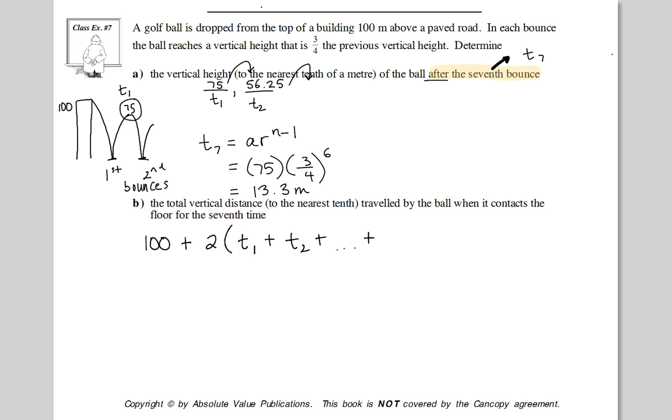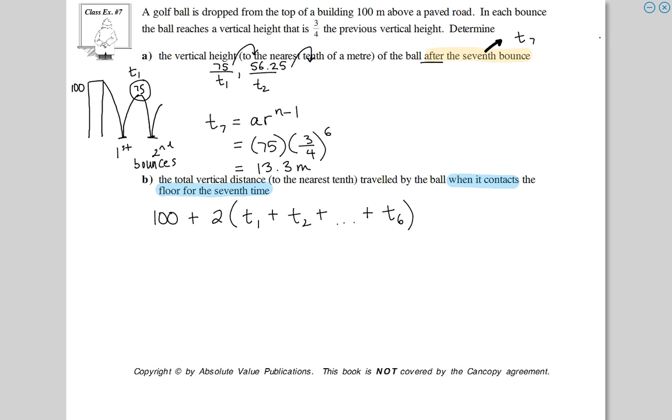Well, that's where we got to be careful. Back into the reading. What does it say? The total vertical distance traveled by the ball when it contacts the floor for the 7th time. So when it contacts the floor for the 7th time, we don't want term 7 in there. We have to actually stop at term 6. Okay, so let me draw that again. Let me draw this out for you so it's clear.